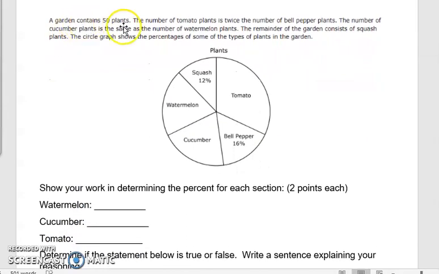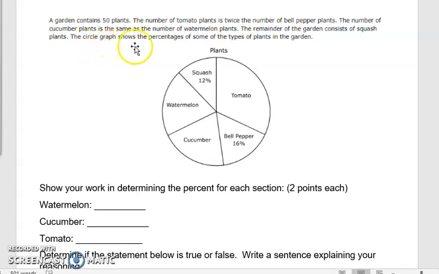a garden contains 50 plants. The number of tomato plants is twice, doble, the number of bell pepper plants. The number of cucumber plants is the same as the number of watermelon. Cucumber es igual de watermelon. The remainder of the garden consists of squash plants.